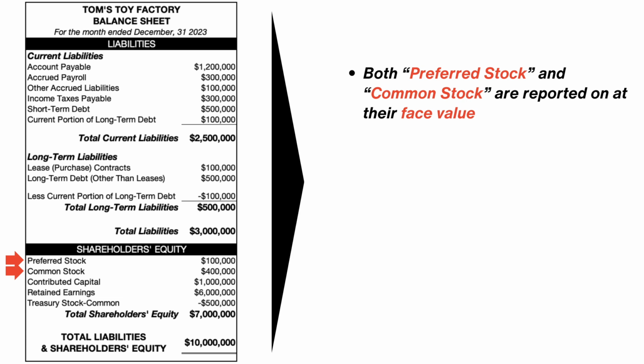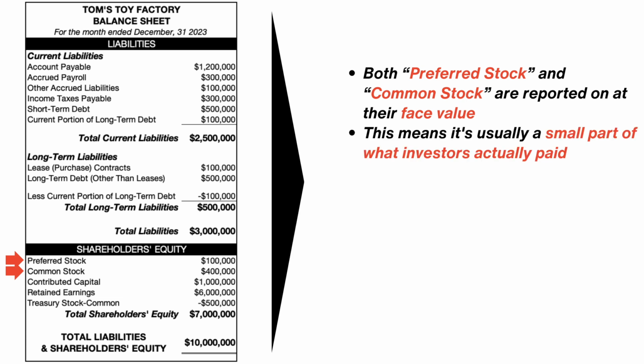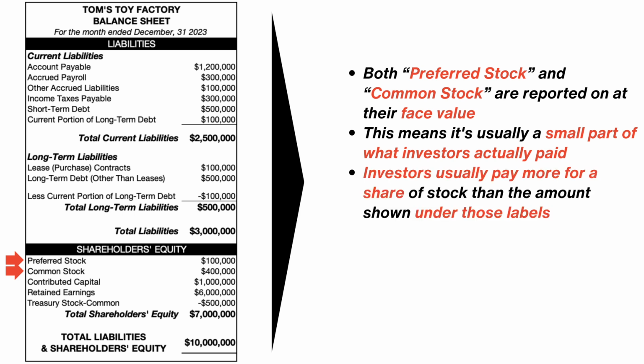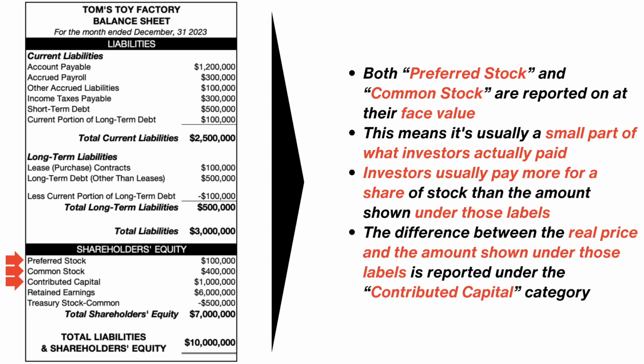Both preferred stock and common stock are reported on the balance sheet at their face value. This means it's usually a small part of what investors actually paid, for legal reasons that are too complicated to explain in this video. Let's just say that investors usually pay more for a share of stock than the amount under those two labels. The difference between the real price and the amount shown under those two labels is reported under the contributed capital category.